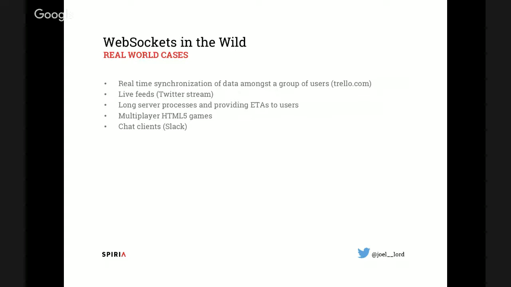Long server processes, and a way to provide an ETA to users. I built an application not so long ago where we had to aggregate a lot of data from a lot of very big files. We're talking about terabytes of data that we had to crawl through and then provide updates to the users. So they had this dashboard and they could launch this process to regenerate all of that data. And that would take a very long time. But we knew how many files we had.